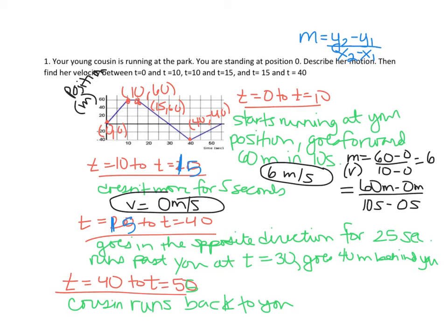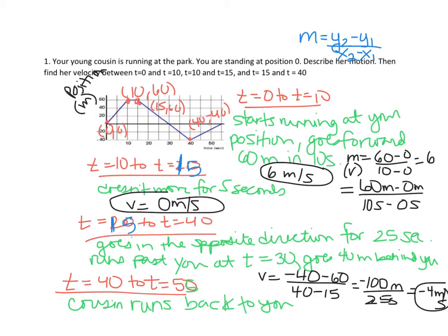I'd like you to find the last slope on your own, the one between 15 and 40. I'll write down the work in just a second, but please pause the video and find it. So I end up getting -4 meters per second.